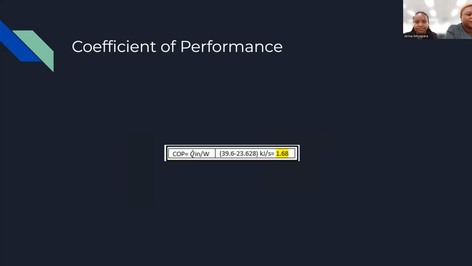From there, the program asks us to calculate the coefficient of performance, which is the Q in divided by the actual work. So we divided the Q in that we calculated, which is 39.6, divided by 23.628, and we got 1.68.